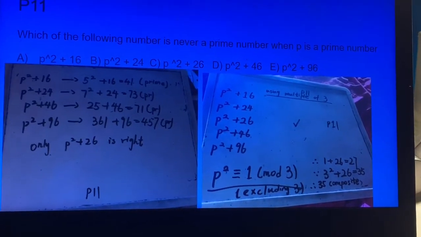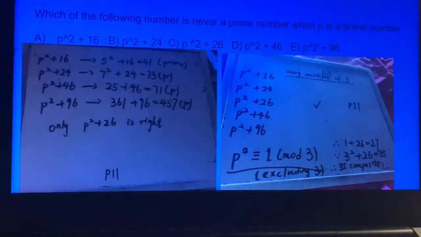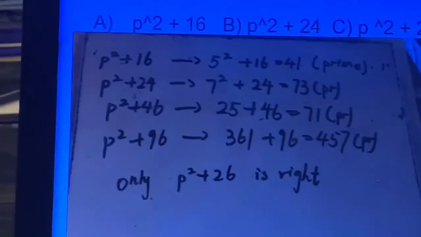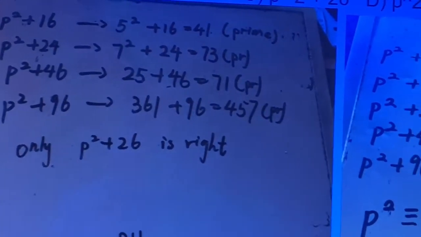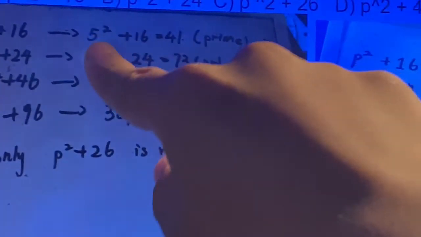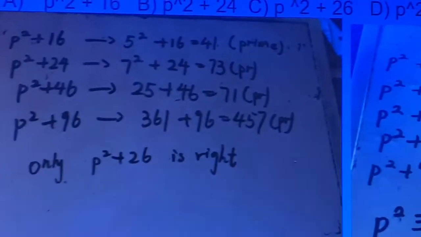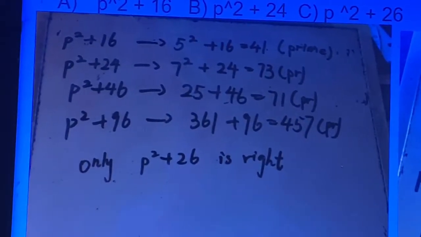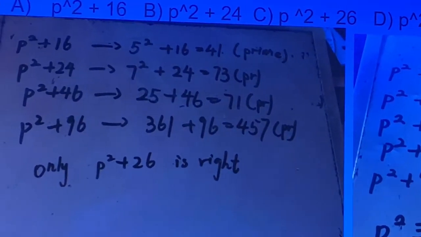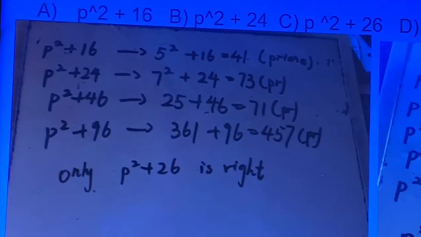Now we can see we have two solutions. One is trial and error, and the second one is using mod. The first one, we can try each one and we will find there are exceptions. For the first one, it won't work when p is equal to 5. For the second one, it won't work when p is equal to 7. For the third one, it won't work when p is equal to 5. The fourth one won't work when p is equal to 19. So therefore, only p squared plus 26 is right.